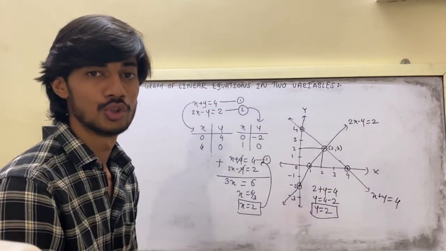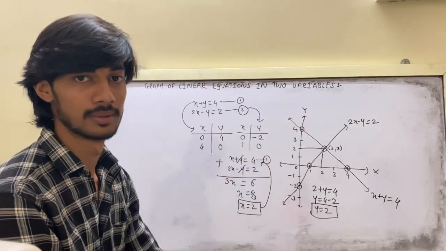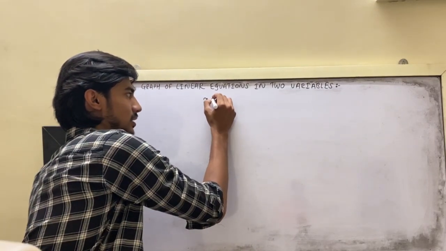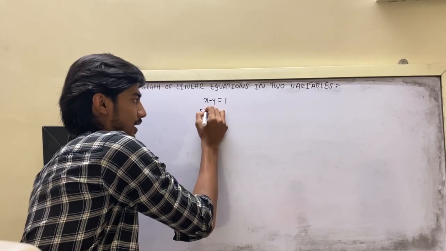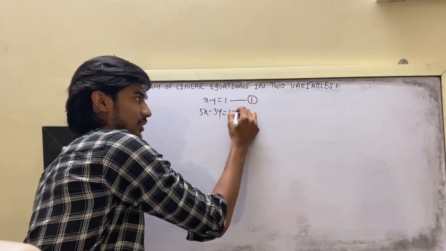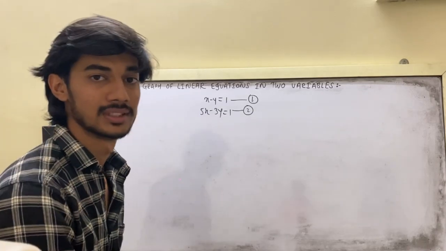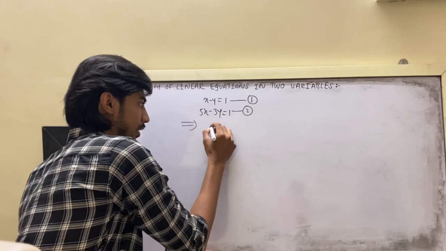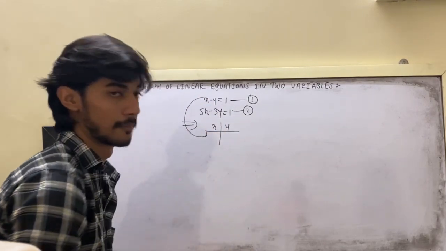This is how you can draw the graph of linear equations in two variables. Let us take another example. If you have x minus y is equal to 1 and 5x minus 3y is equal to 1. This is your equation 1 and this is your equation 2. Then how do we draw the graph of these linear equations in two variables? This is very simple. Take two variables x, y like this. This is for equation number 1.